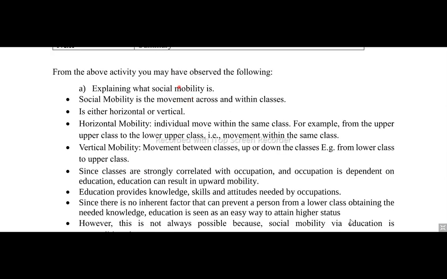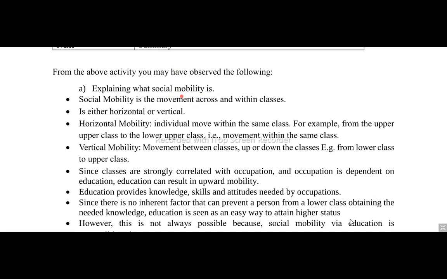And most of the students confuse this. This one should go together: social mobility, not just mobility. Social mobility. Please note that. Social mobility is the movement across and within classes. Across and within classes.